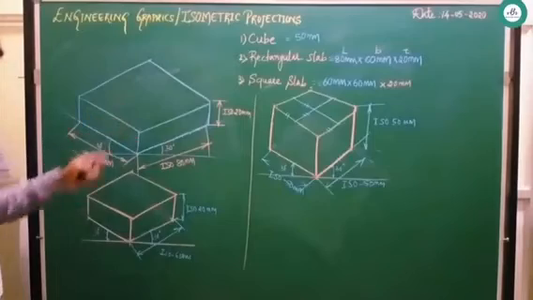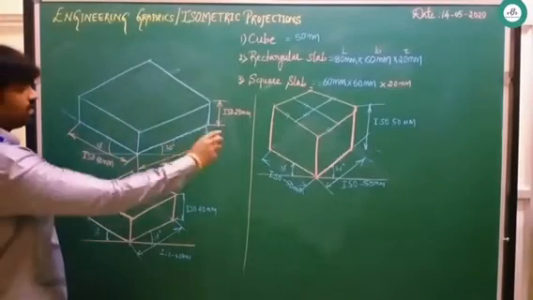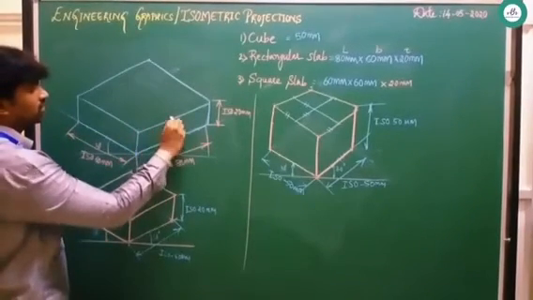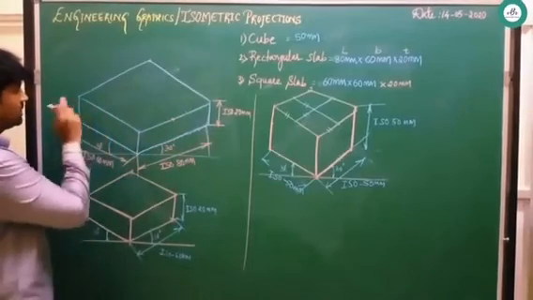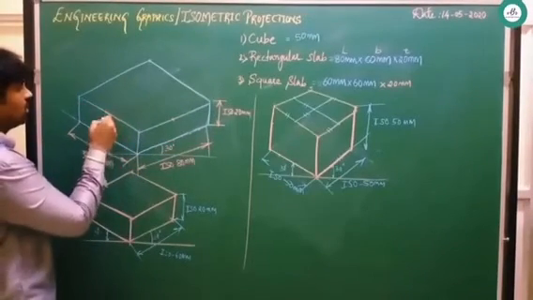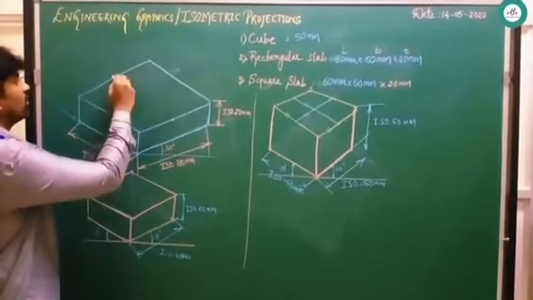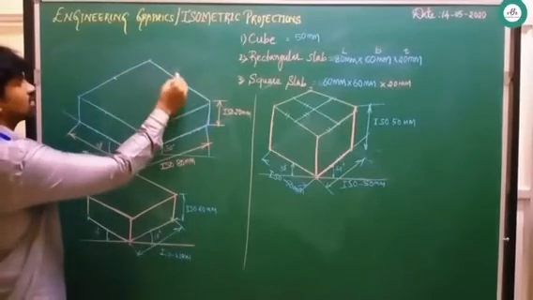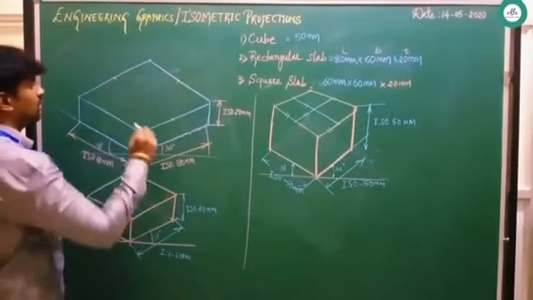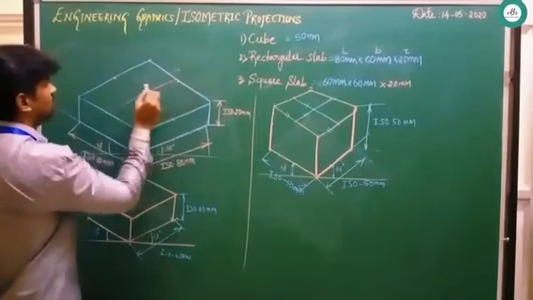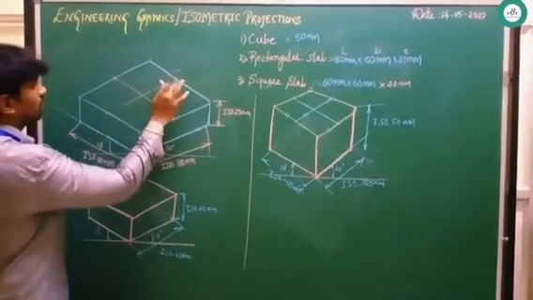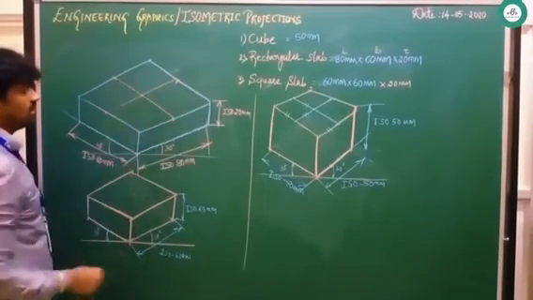Similarly, coming to this one, this is 80, I will measure from this, that is 40. Again, this is 60, I will measure 30, and again this is 80, I will measure 40, this is 60, I will measure 30. Next, I just draw this way. So after joining this, you will get a center.